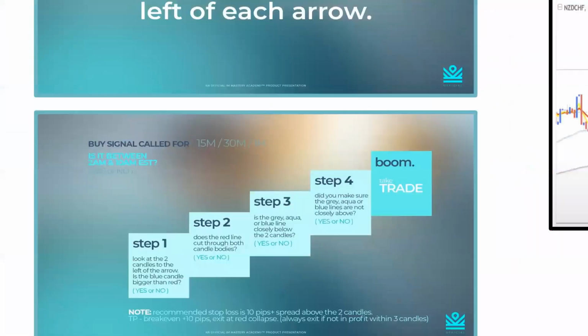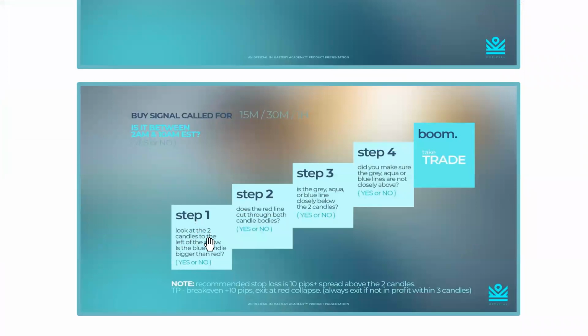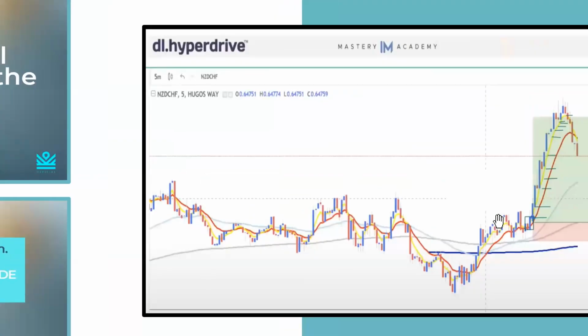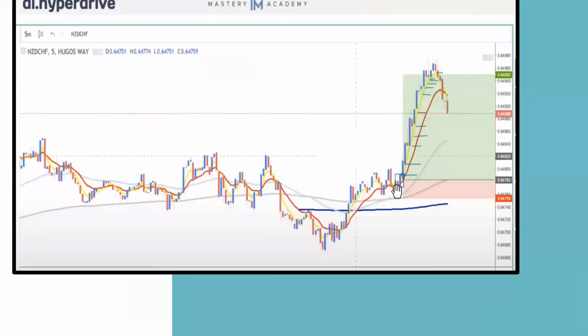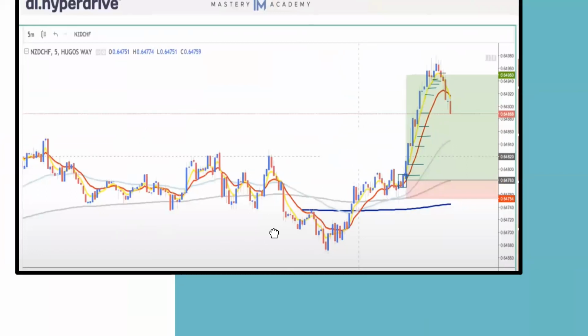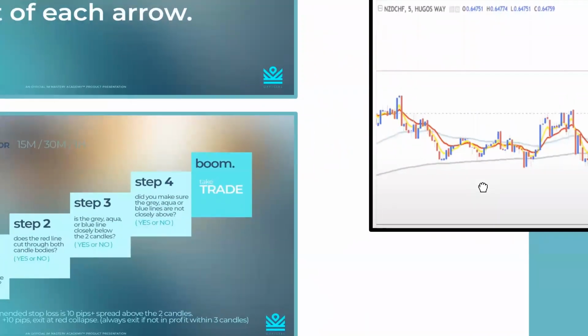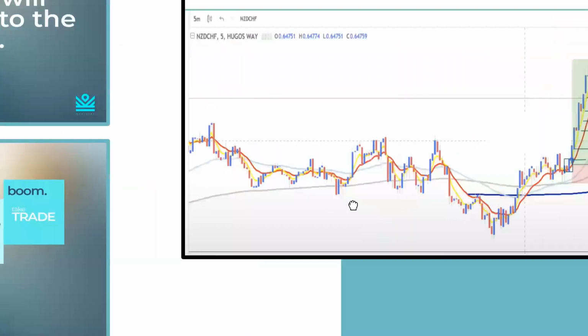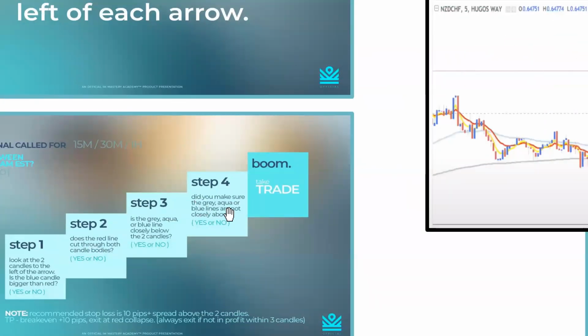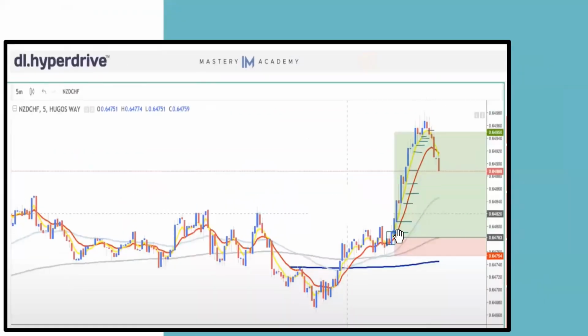Okay, so you can see here, look at the 2 candles to the left. Is the blue candle bigger than the red? Yes, you can see here. Is the red line cutting through both candle bodies? We can see the red line is cutting through both candle bodies. Is the gray, aqua, blue line closely below the 2 candles or cutting through? And you can see they're closely below. That's good. And then lastly, did you make sure that the gray, aqua, blue lines are not closely above? There is nothing above, which is perfect. That is what you're looking for.